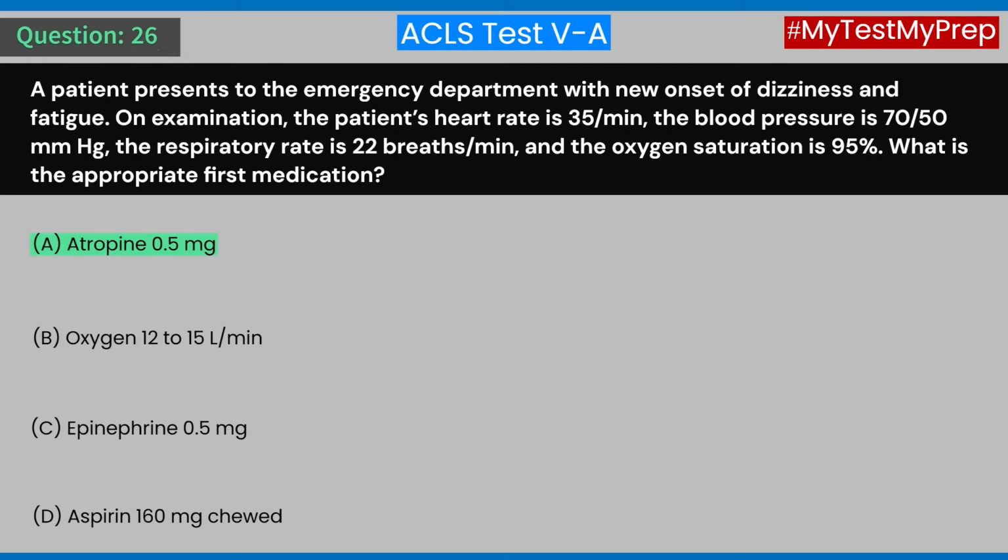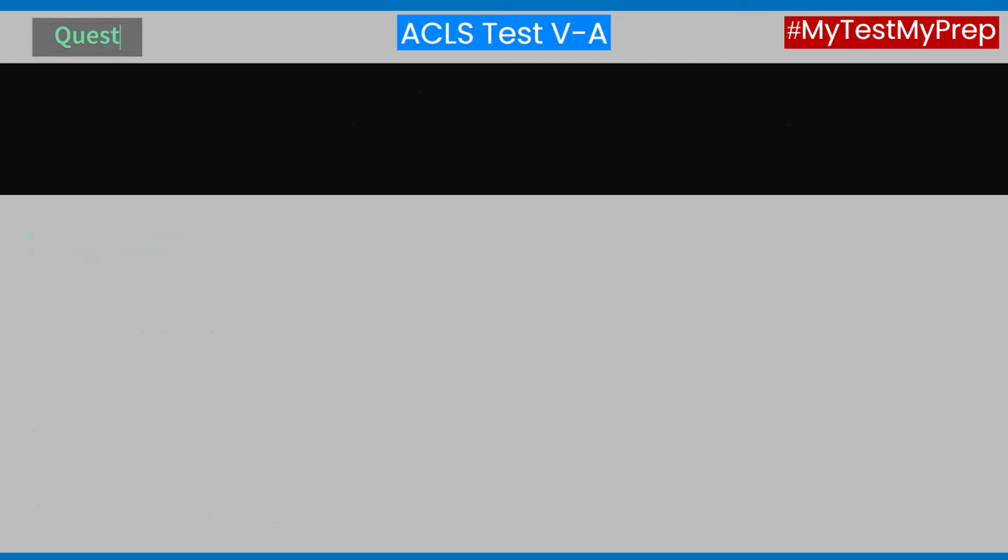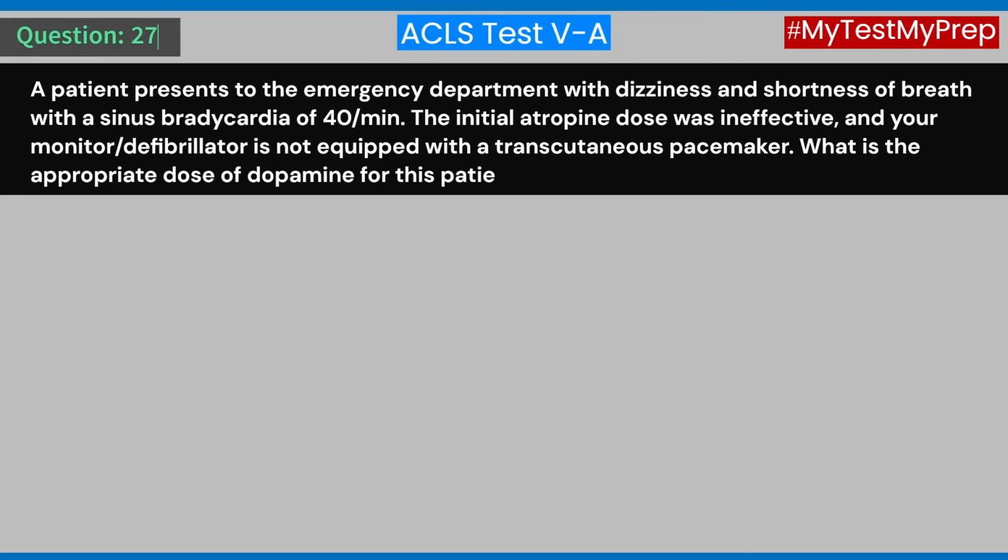Atropine 0.5 mg. Question 27. A patient presents to the emergency department with dizziness and shortness of breath with a sinus bradycardia of 40 per minute. The initial atropine dose was ineffective, and your monitor/defibrillator is not equipped with a transcutaneous pacemaker. What is the appropriate dose of dopamine for this patient?